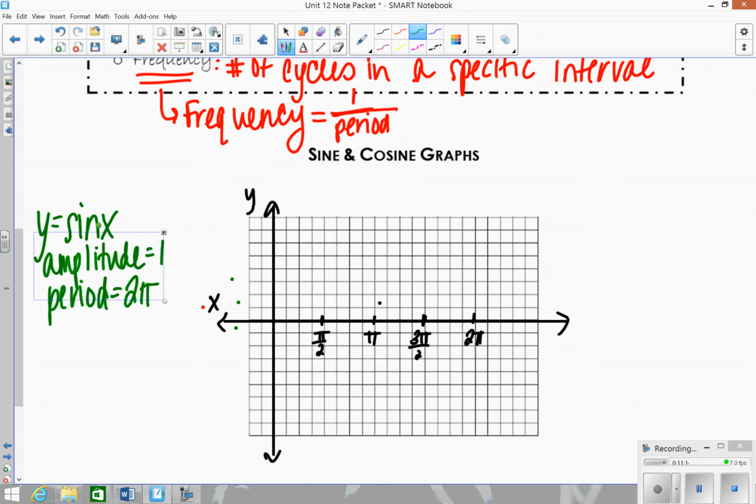Another thing I should add here is that since the amplitude is 1, the curve will reach up to +1, and it's going to reach down to -1. I'm just going to add those markings in here. So we have -1 and 1.